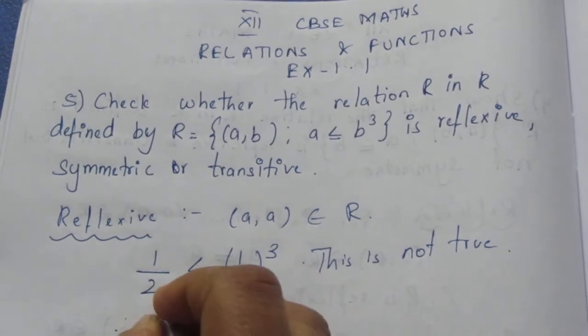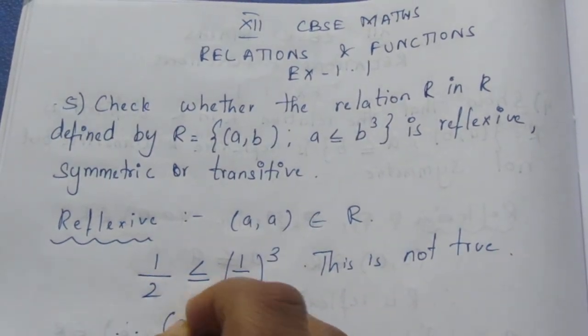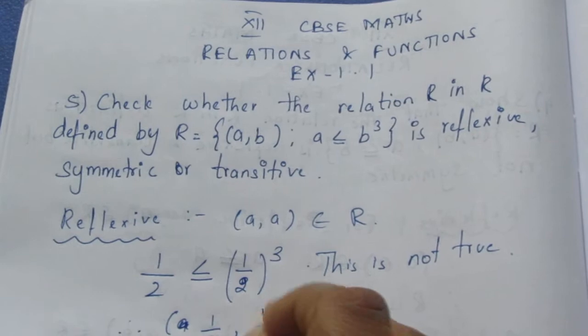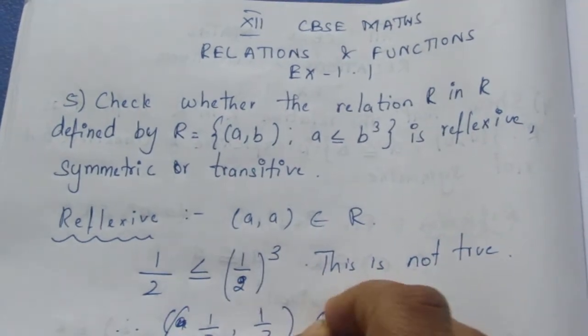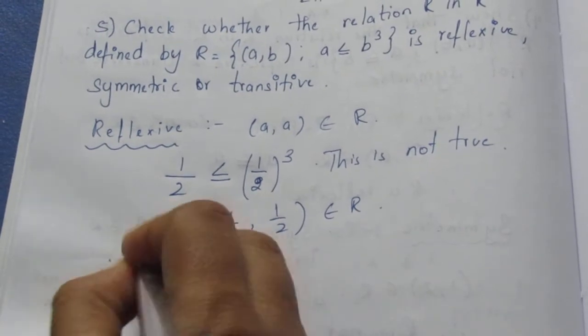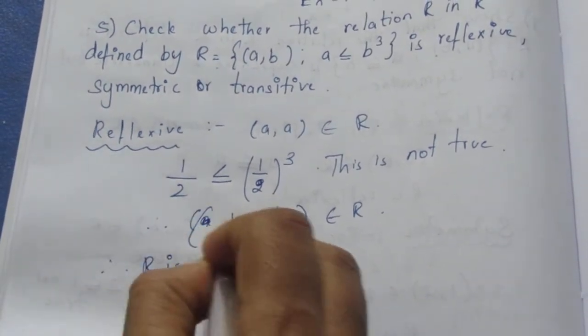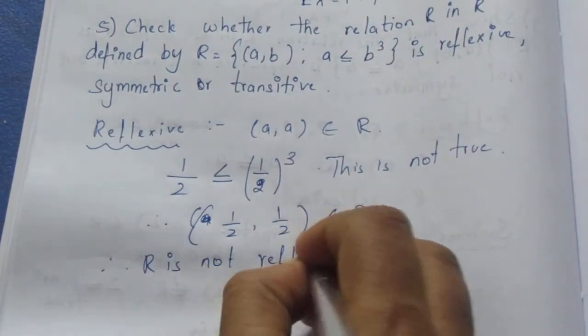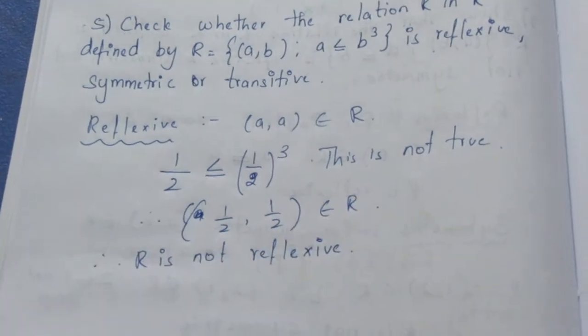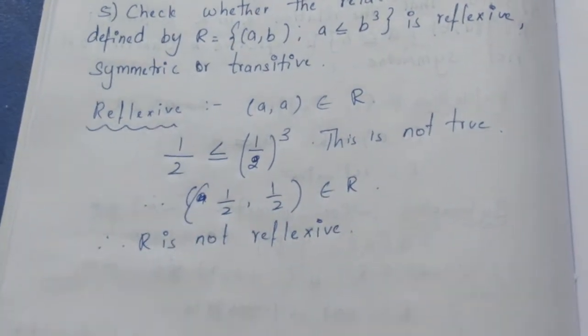Therefore (1 by 2, 1 by 2) does not belong to the relation. Therefore R is not reflexive. We can say that R is not reflexive. We'll move on to symmetric.